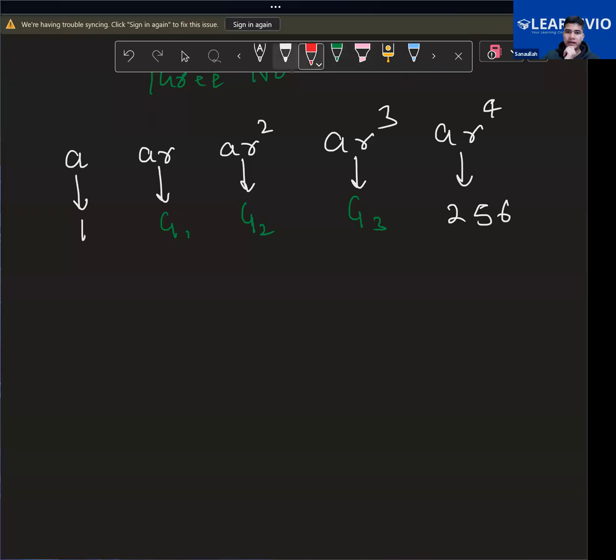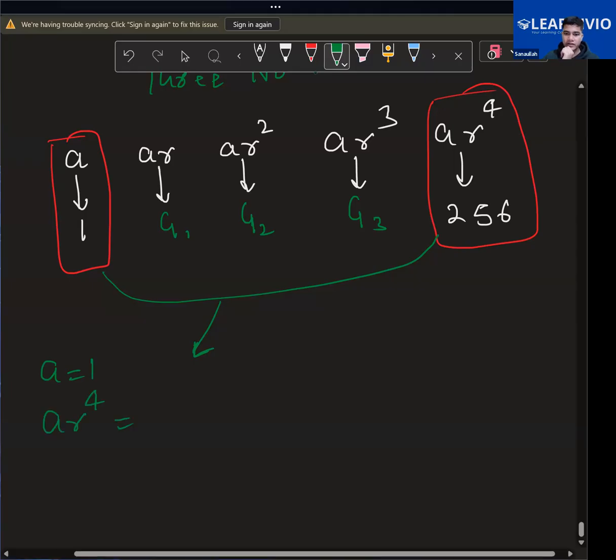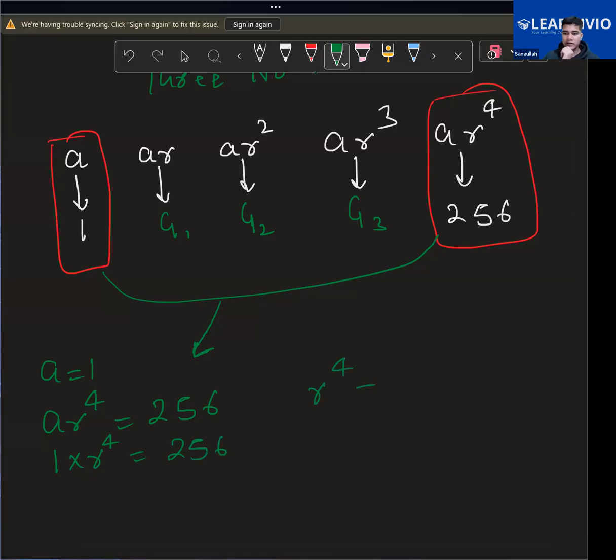The value of a is 1, and I have ar to the power 4 is 256. So using both of these, if a is 1, then ar power 4 is how much? 256. So can I put a as 1 here? 1 times r to the power 4 is 256. And when you solve this, r to the power 4 is equal to 256.